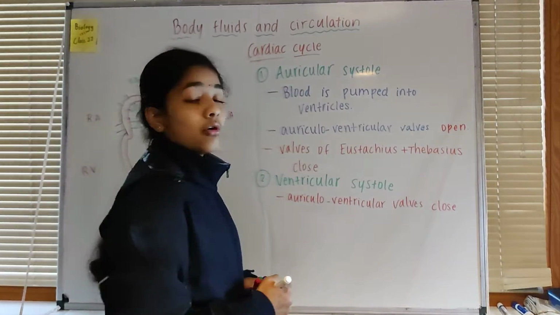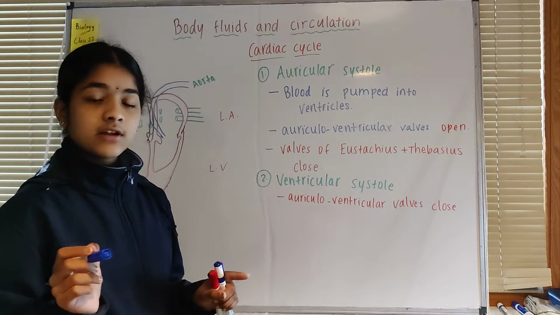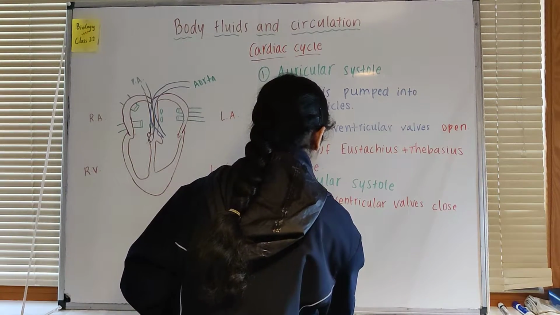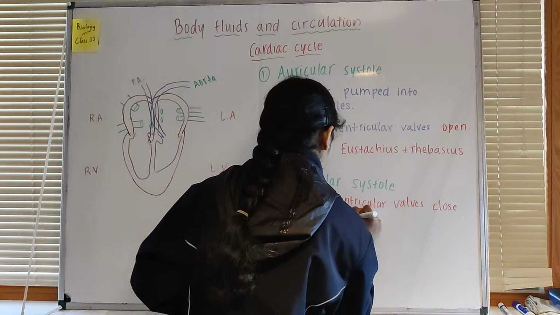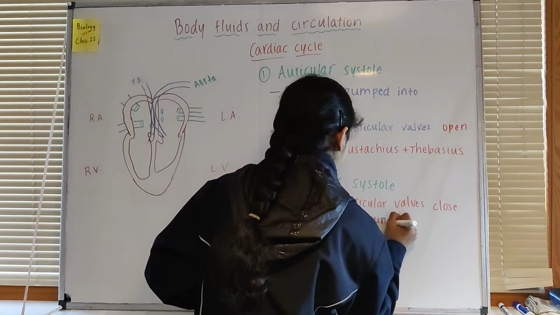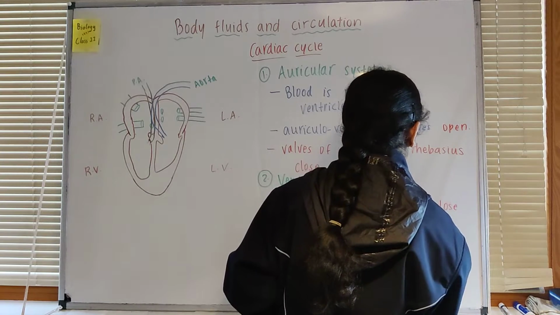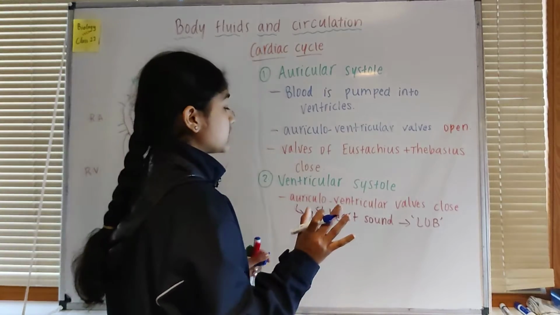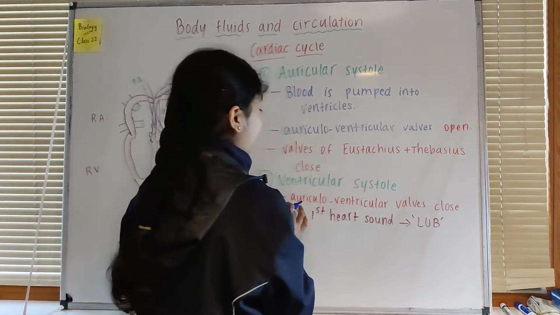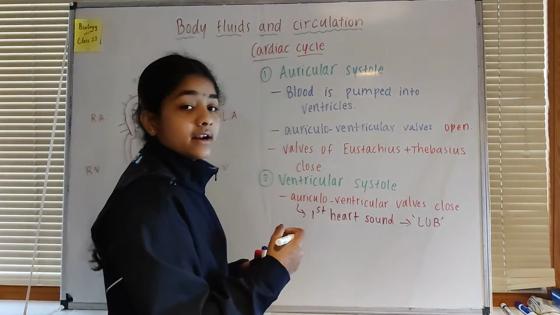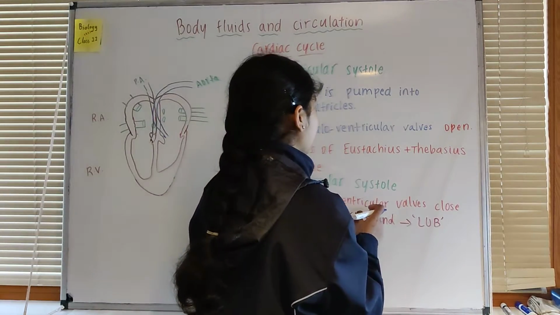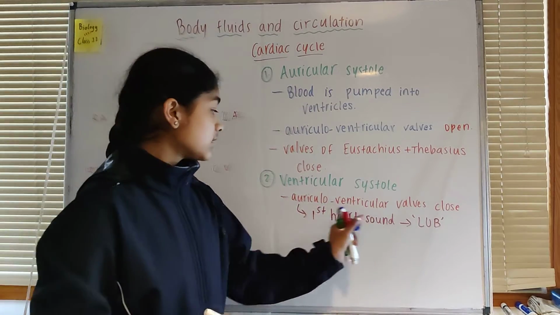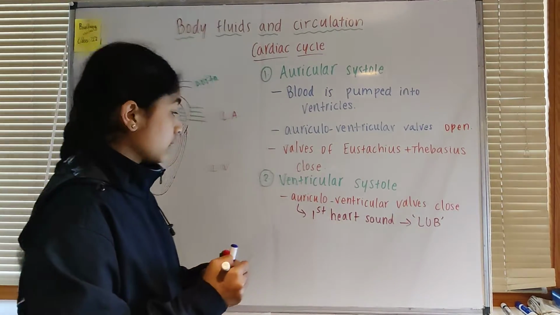When they close, a sound is generated, and that is what we call the first heart sound. This first heart sound is lub. We know that the heart sound is lub dub. The first heart sound, lub, is generated when the auriculoventricular valves get closed. They close by making this sound.